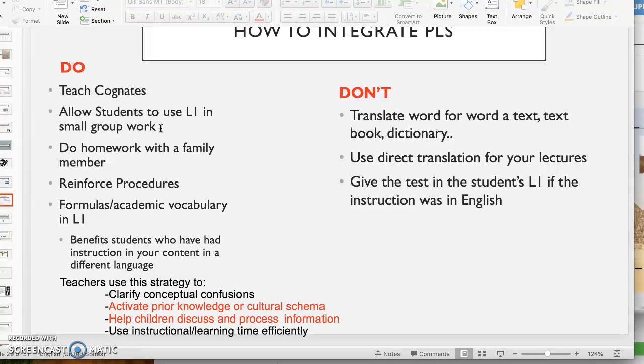So those conversations like trying to talk to a partner about what you did this weekend. It doesn't matter to you. Your objective is for them to activate prior knowledge. You don't care what language they do it in. So again, you don't need to speak that language. You just need to avail the opportunity for them to speak in a different language.